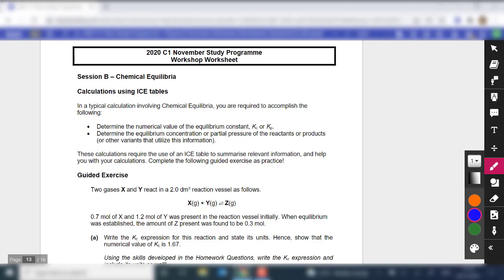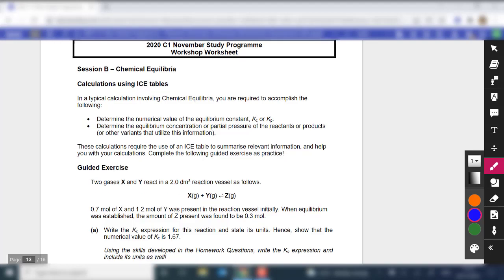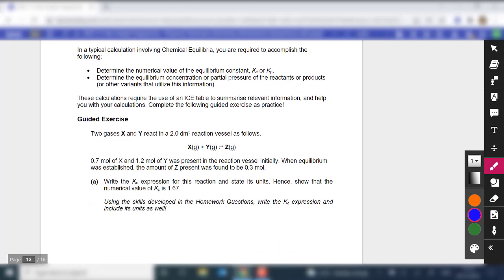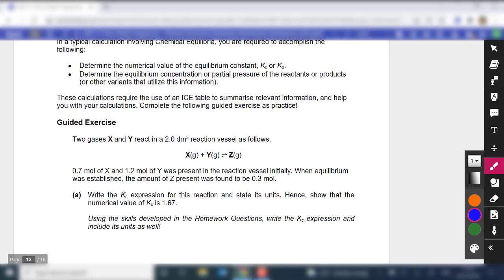That is the reason why very often we advise the students to make use of the ICE table in their problem solving. Okay, so it will be extremely useful for you in JC2 as well when you are learning acid-base equilibrium, which proves to be one of the most difficult topics for your seniors in almost every other year.